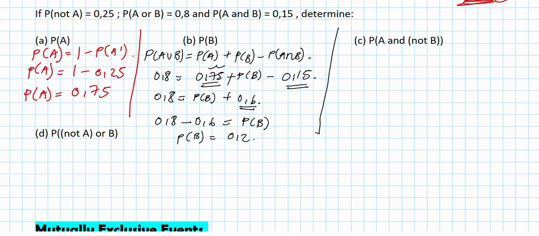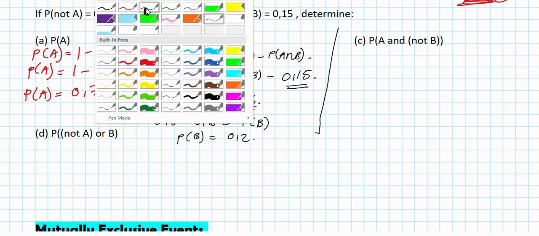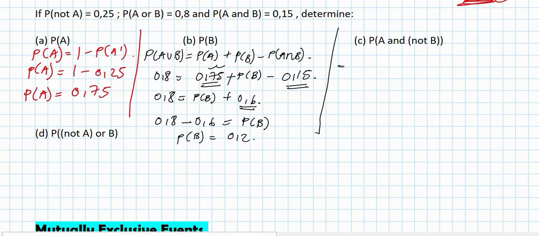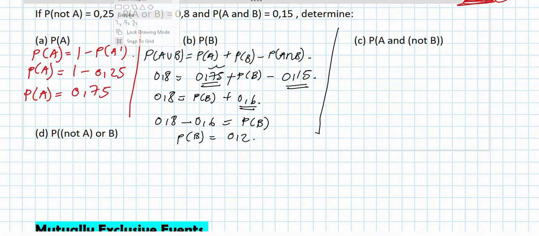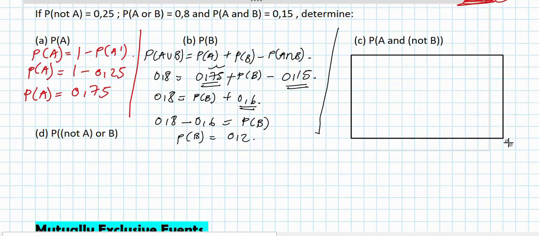So, next question. Let me choose a different pen so we can see the difference. We are looking for the probability of A intersecting with the complement of B. Easy as that. So now, what are we going to do there? We are going to say, suppose I have this shape right there, right?